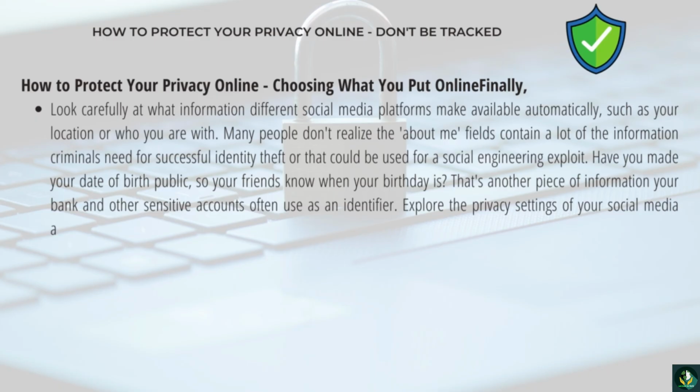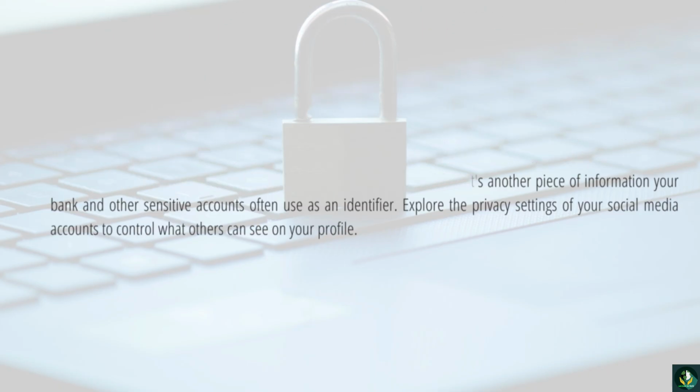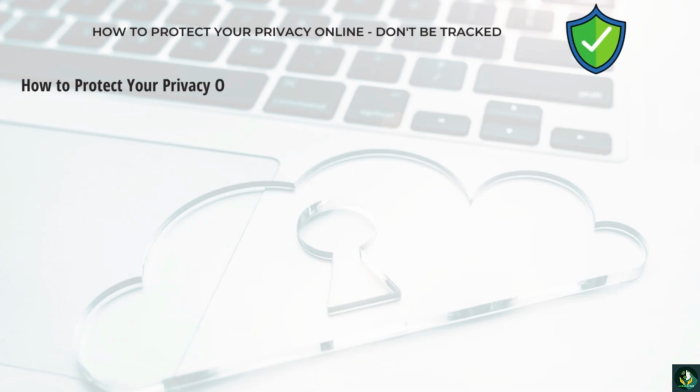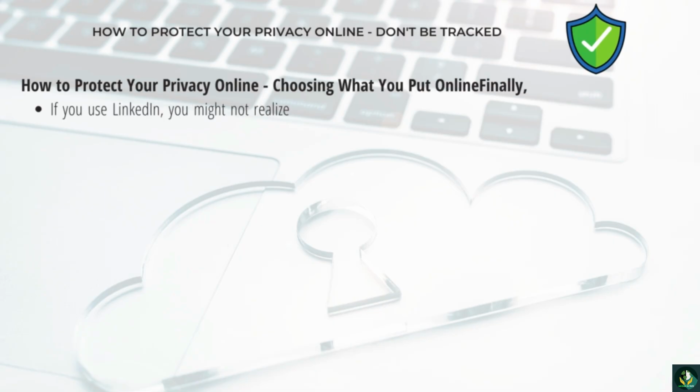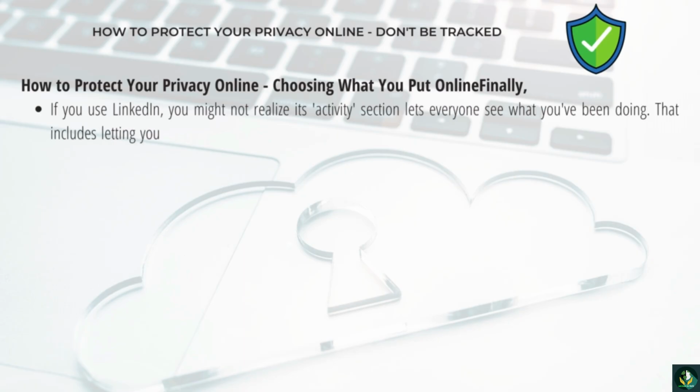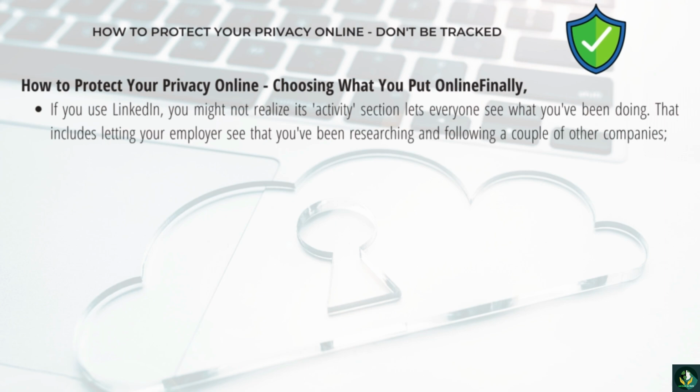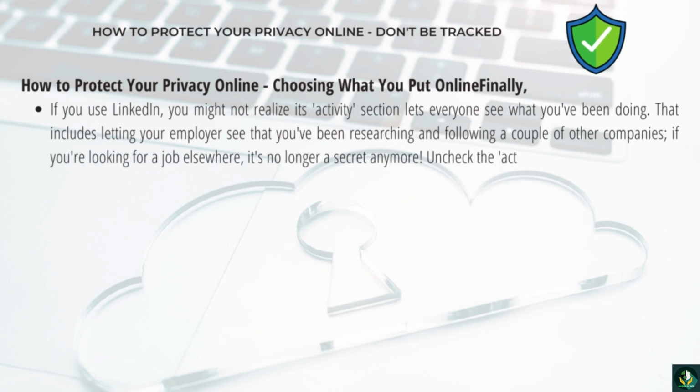Explore the privacy settings of your social media accounts to control what others can see on your profile. If you use LinkedIn, you might not realize its activity section lets everyone see what you've been doing. That includes letting your employer see that you've been researching and following a couple of other companies. If you're looking for a job elsewhere, it's no longer a secret anymore. Uncheck the activity setting if you don't want everything you do on LinkedIn to be public.